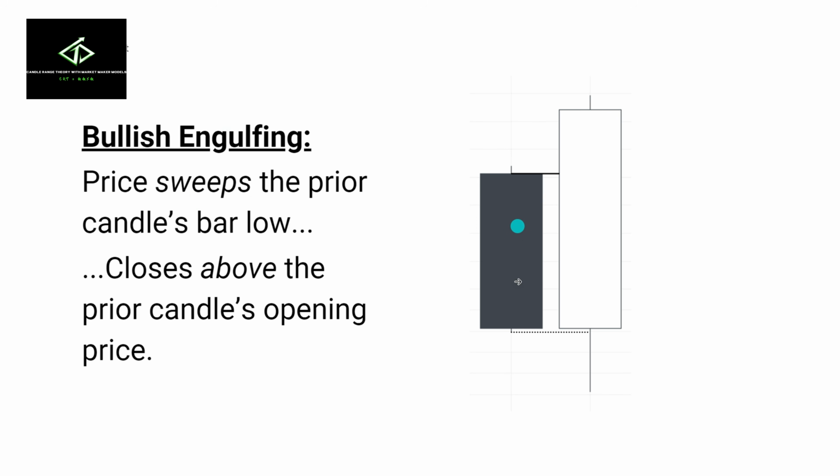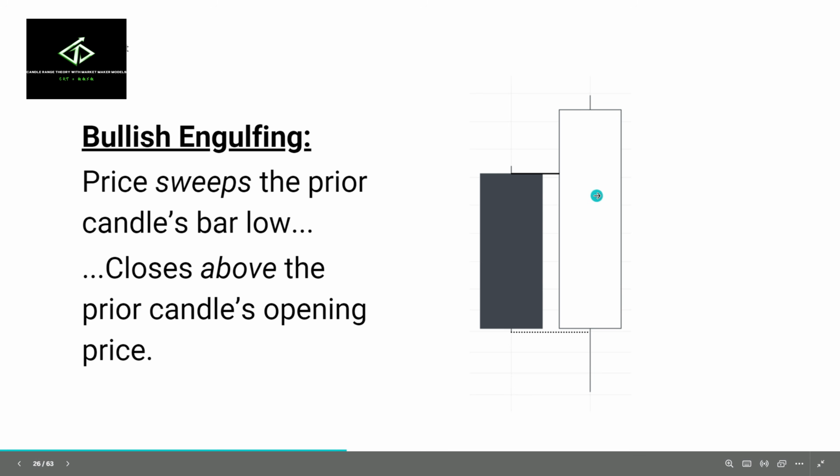So we have a candle here. Price sweeps that candle. Then we close above the prior candle's opening price. Now, let's just assume this candle had a big wick up here, right? And this candle closed below that wick, it's fine, as long as it closes above the candle's opening price and it sweeps the prior candle's low. That's all the requirements needed for a bullish engulfing.